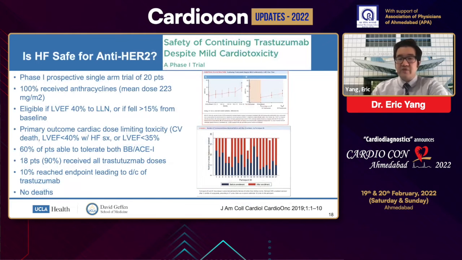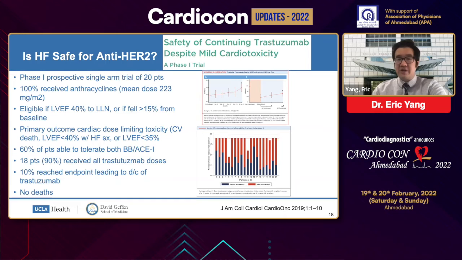Now, the other question is that if you already have underlying heart failure, is it safe to undergo trastuzumab or anti-HER2 treatments? And while we still have very small studies showing this, historically it was thought to be forbidden, or you would have your cancer doctor stop treatment. But there are some phase 1 trials, including the SCHOLAR trial, which was published in JACC Cardio-Oncology 2 years ago, looking at a phase 1 prospective single-arm study of 20 patients, all of whom, of note, did receive anthracyclines, but they were eligible if their cardiac function dropped to less than 40% or more than 15% from baseline. And subsequently, they were all put on aggressive goal-directed medical therapy with beta blockers and ACE inhibitors.